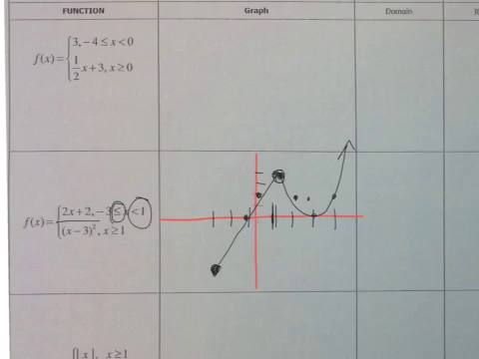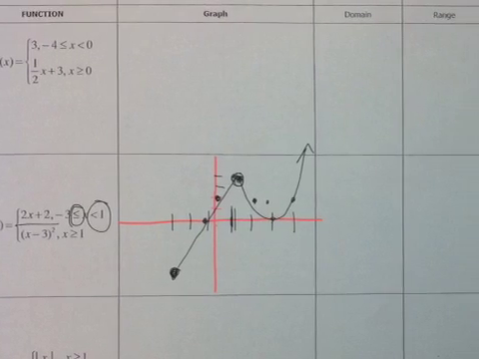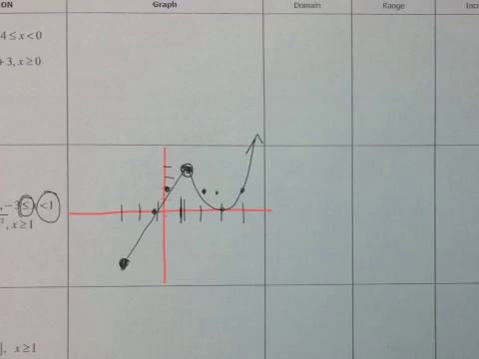Then we're just going to run through some attributes really quick. For domain, I know the furthest left this thing goes is 3, but it does hit 3. Sorry, -3, because it's going to the left. -3 over here, comma, it goes all the way to infinity, because on the right side it's just pointing.